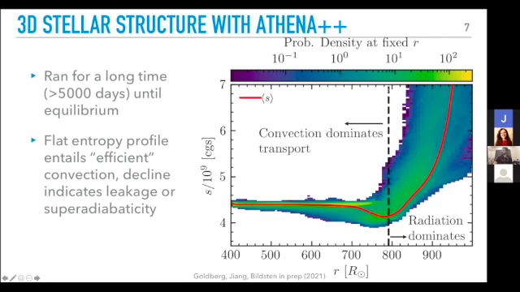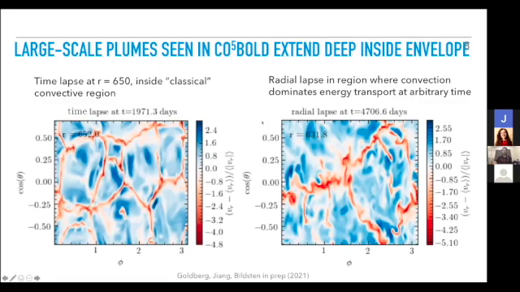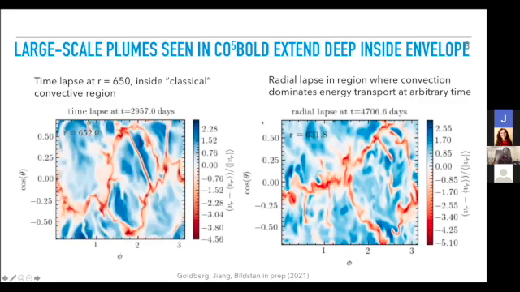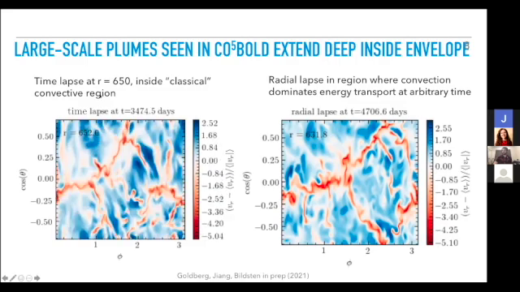And this dashed line here shows roughly the location where convection dominates the energy transport versus where radiation dominates the energy transport. And there's this high entropy outer region, and this is actually what we see, or what we'd observe. But understanding both, I think, is very important. We also see the same kinds of large-scale convective plumes as seen in the CO5BOLD simulations.